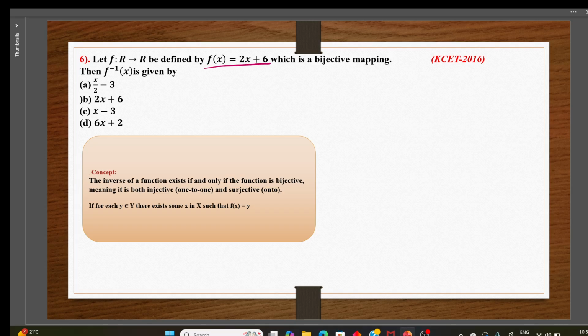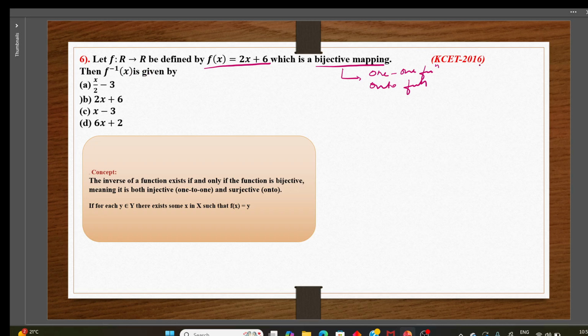Let the function f from real numbers to real numbers be defined by f of x equals 2x plus 6, which is a bijective mapping. Bijective means it is both a one-one function and an onto function. Given the function is bijective, then f inverse of x is.